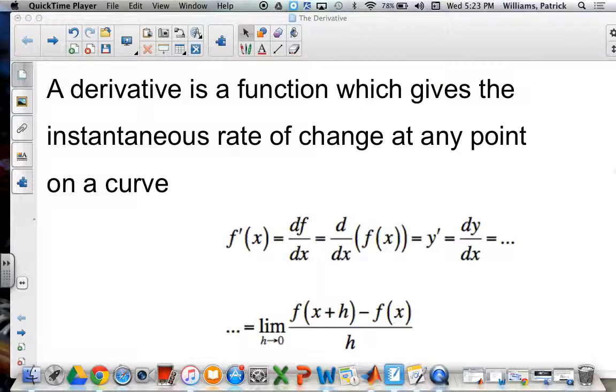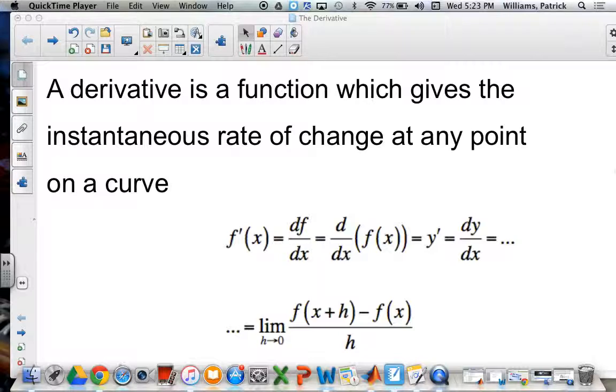All right, so in the previous couple videos, we talked about how to calculate the instantaneous rate of change. So we're going to take that a little bit step further, and right now we're actually going to determine how we figure out a function which gives us the instantaneous rate of change at any point on a curve. And what this function is called is the derivative, okay?